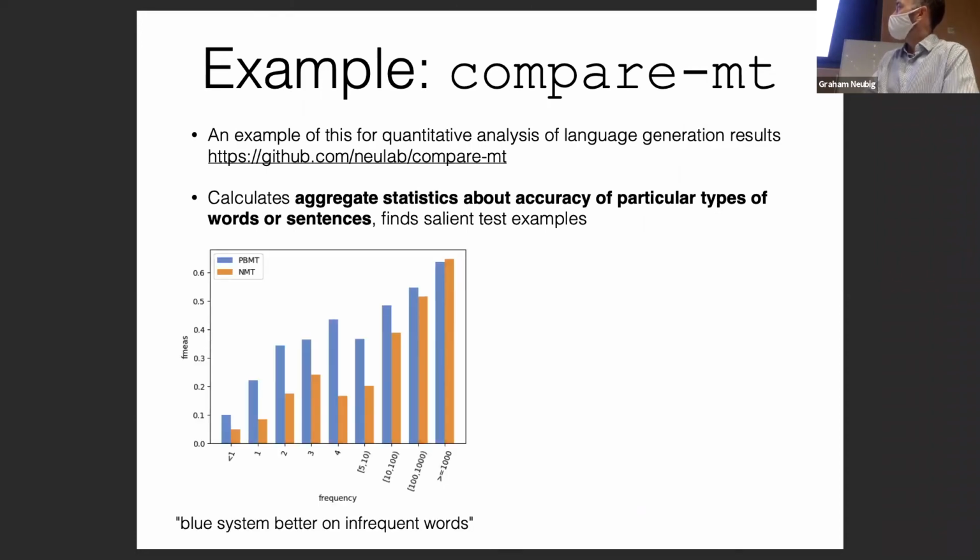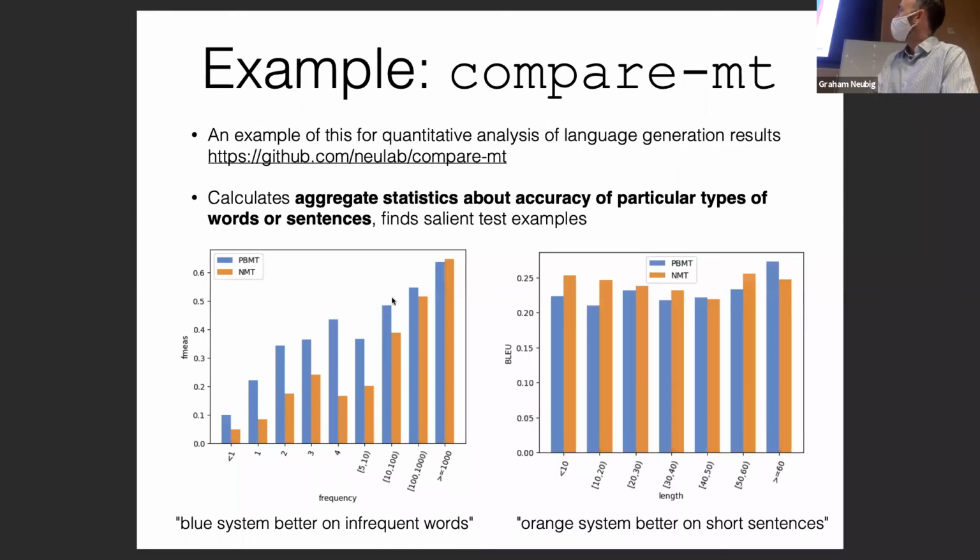So this is an example where I've measured, for machine translation, the F measure of generating particular types of words bucketed into different instances. And in particular, this is the frequency of the words in the training corpus. And what we can see is the orange system, which happens to be an older neural machine translation system, is very good at getting high frequency words correct, but it's quite poor at getting low frequency words correct. And this is in comparison to a phrase-based MT system.